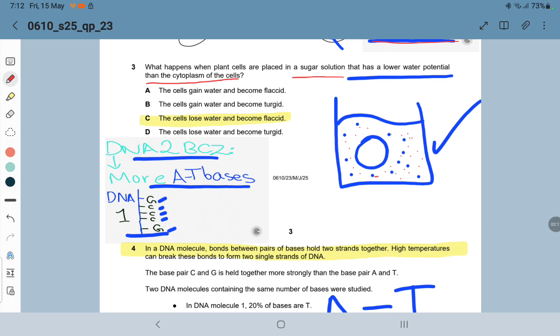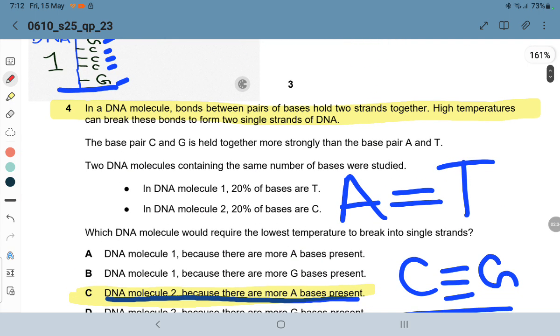So meaning that the water will move out of the plant cells down the water potential gradient by osmosis into the beaker containing the solution. So basically water will move out of those plant cells. This means that the cell will lose water and it will become flaccid. Now coming to question number 4.